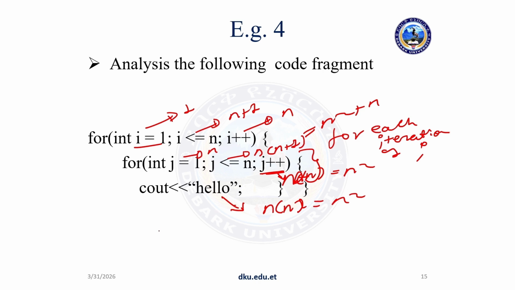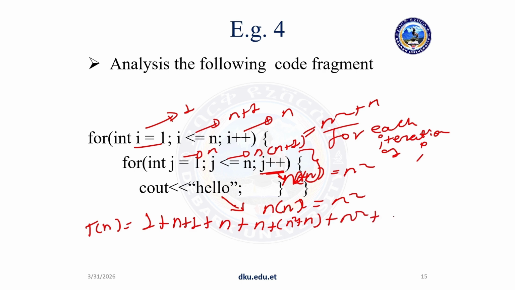So to calculate the total time complexity, T of n equals, we can simply add here: 1 plus n plus 1 plus n plus n plus, here this, into n square plus n plus n square plus n square, right? This is the total time complexity.